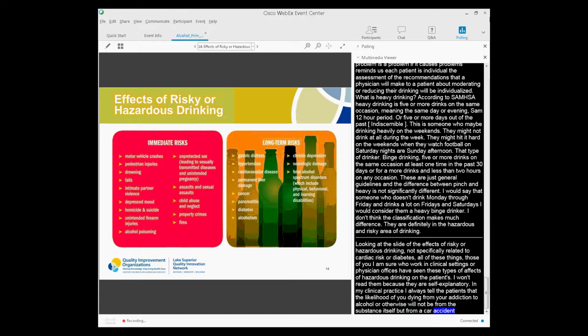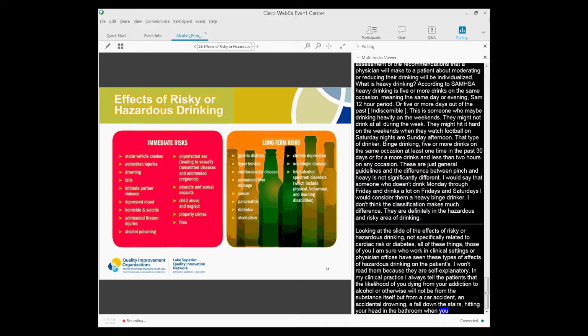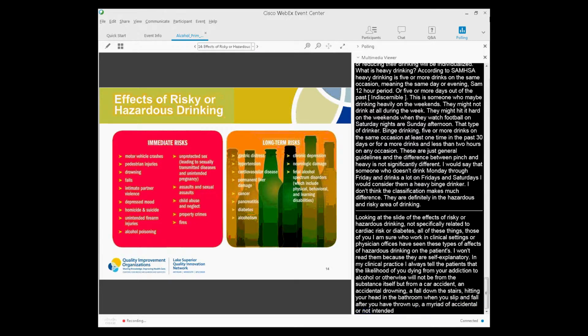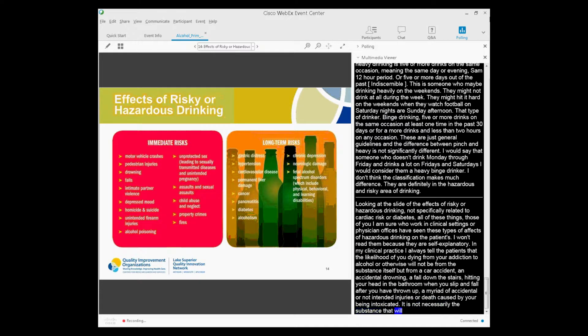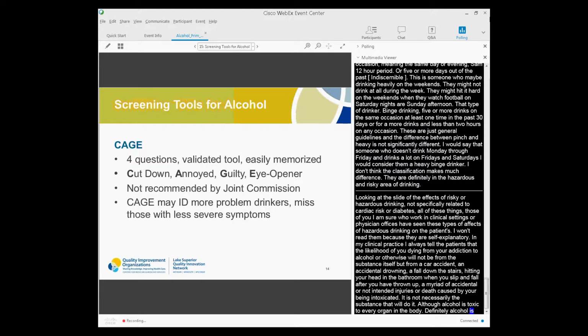in the bathroom when you slip and fall after you've thrown up, a myriad of accidental or non-intended injuries or death caused by your being intoxicated. So it's not necessarily the substance that will do it, although alcohol is toxic to every organ in the body. Definitely chronic long-term drinking is hazardous to all organs of your body.